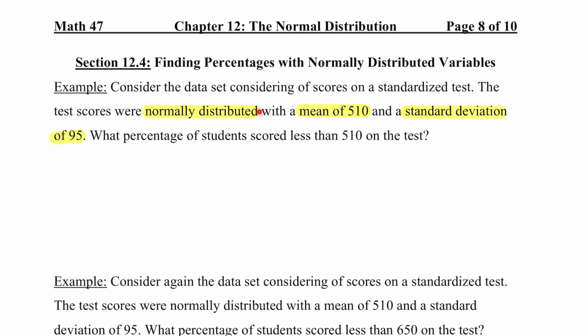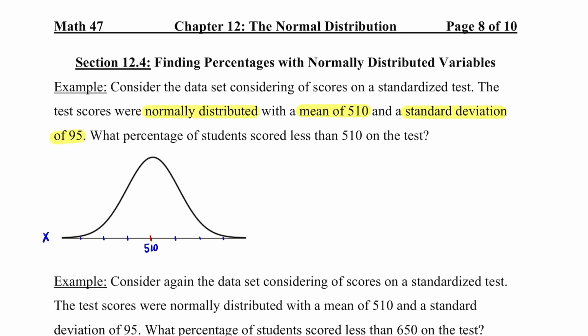Let's put this on a graph. I let X represent the test scores, and the numbers on this horizontal axis represent the test scores. Mean is 510. These numbers are 1, 2, and 3 standard deviations above the mean. These numbers are 1, 2, and 3 standard deviations below the mean.